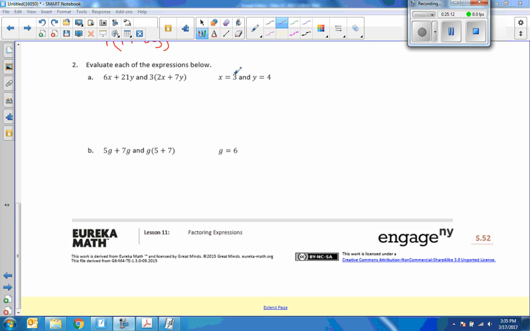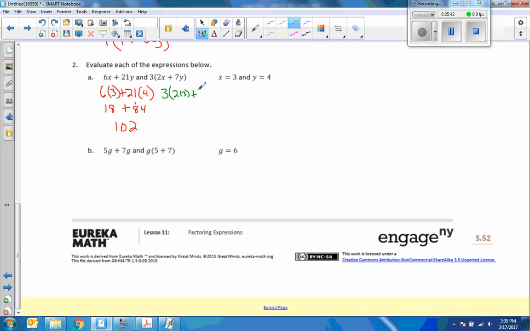Okay, so I'm going to substitute in. So 6, x is 3, plus 21, y is 4. 6 times 3 is 18, plus 21 times 4 is 84. 8 plus 4 is 12, carry the 1, 8, 9, 10. I get 102.